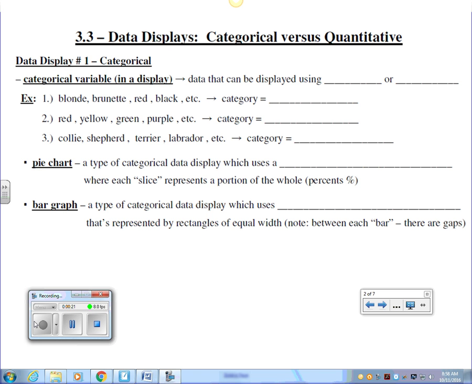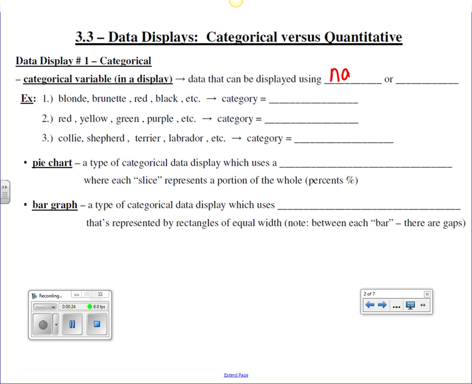A categorical variable is data that can be displayed using names or labels. It's called categorical, but just think of categories, something that has a name or a label. So, for example, blonde, brunette, red, black, what category is that? Hair color. All right, so that category is hair colors. What is red, yellow, green, purple? Just colors.